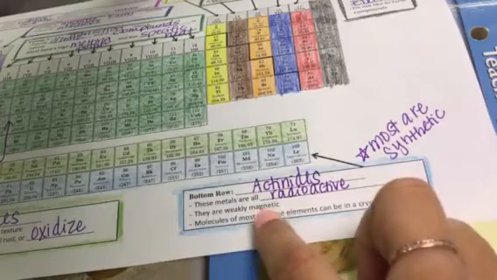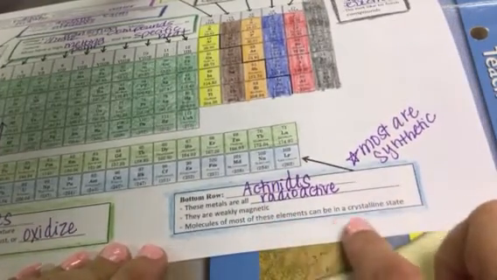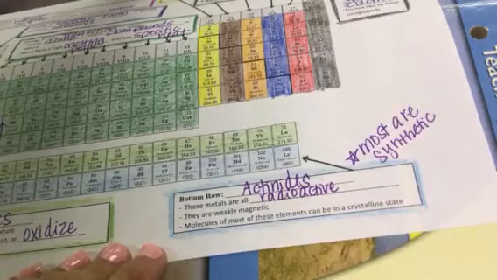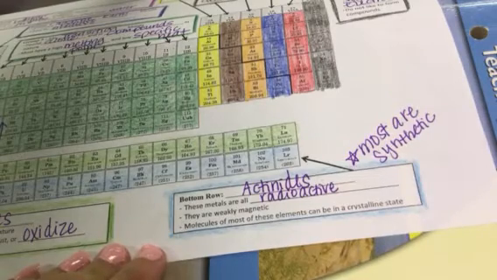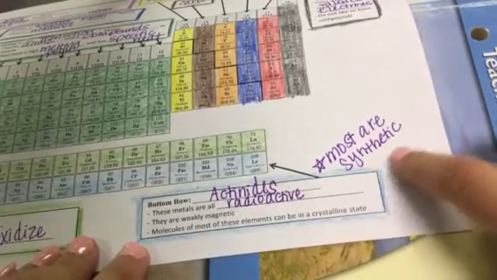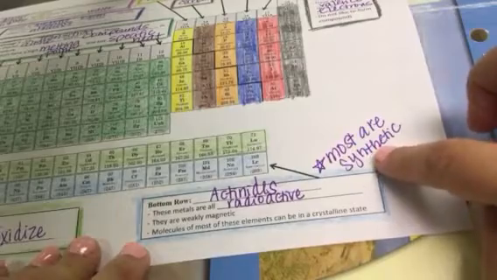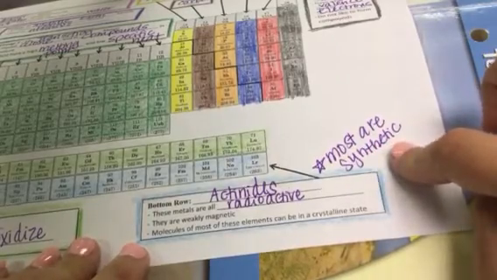Some of them are going to be magnetic or weakly magnetic, and most of these elements can be in a crystalline state, so their molecules are in a specific pattern. Most of them are going to be synthetic as well. Your term synthetic means man-made. Syn is together, the means put, so literally they're put together, they're manufactured.